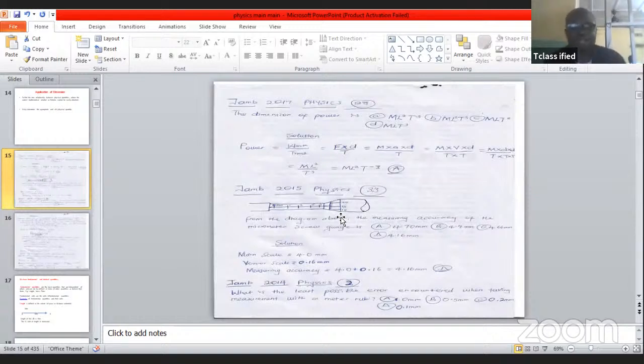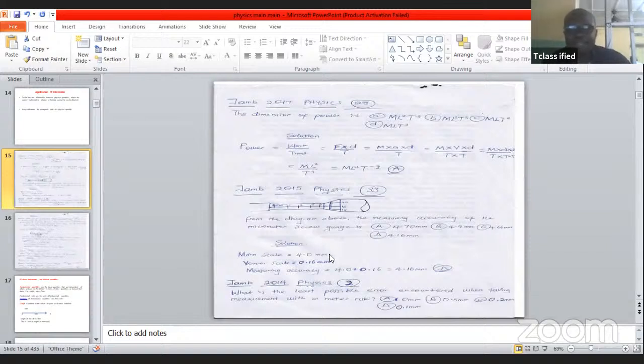Okay, so you can see this is the sleeve and this is the thimble. From the diagram above, what is the measurement you can deduce? So let's look at it. On the main scale, you have 0, 1, 2, 3, 4. You can see that 4 is the highest here. So that's why we have main scale 4. Can you see 4 here?